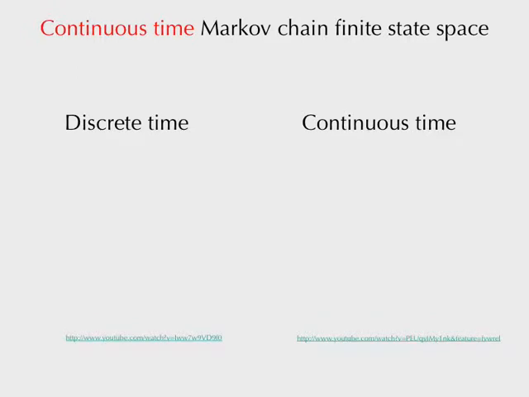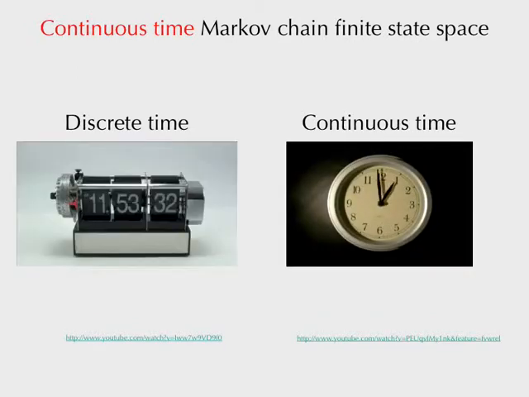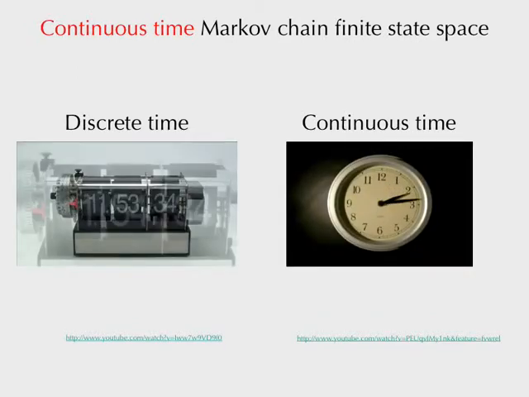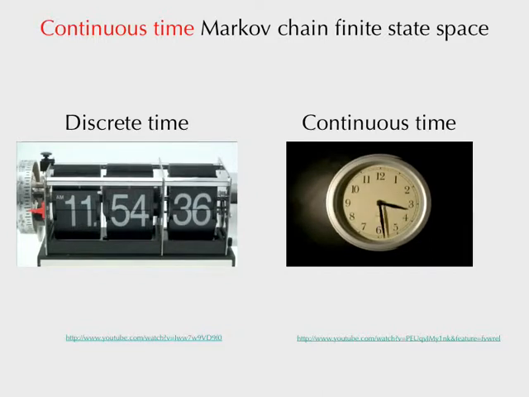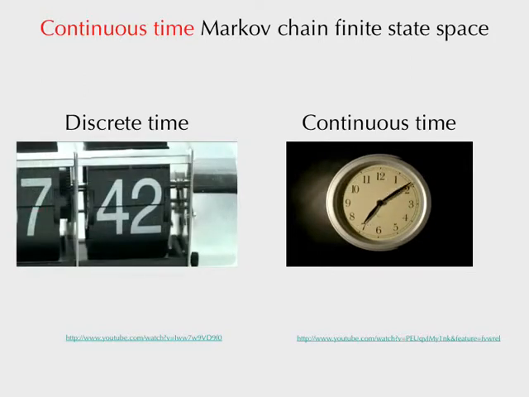So one set of methods we can call continuous time Markov chain with a finite state space. So that's clear, right? Move on. Okay, so discrete time is something like this, right? Each second. But continuous time, you can have a half second, a quarter second, a billionth of a second.